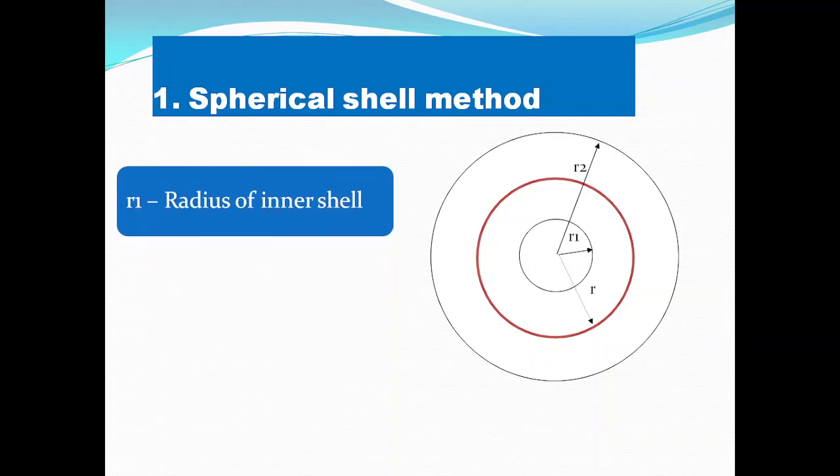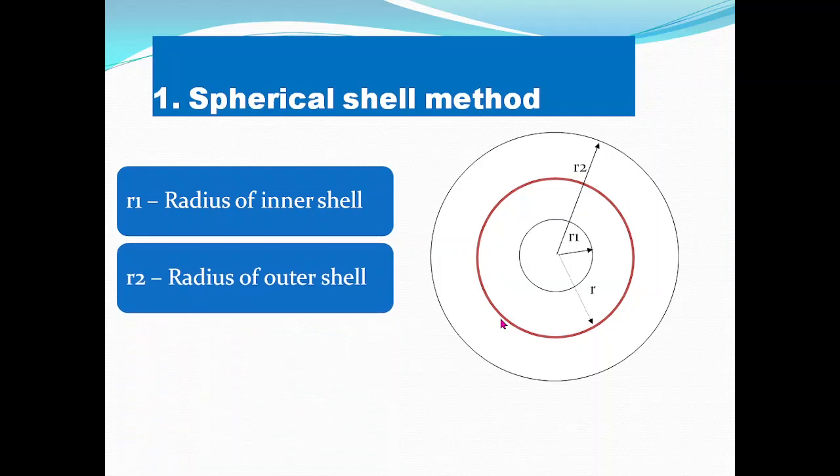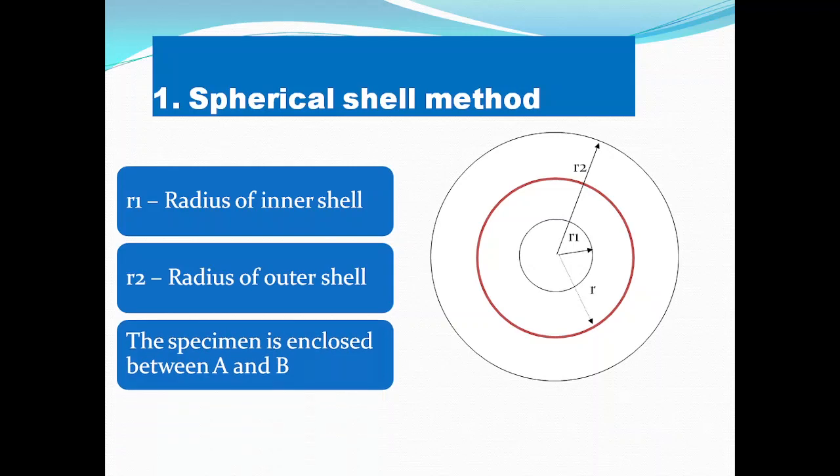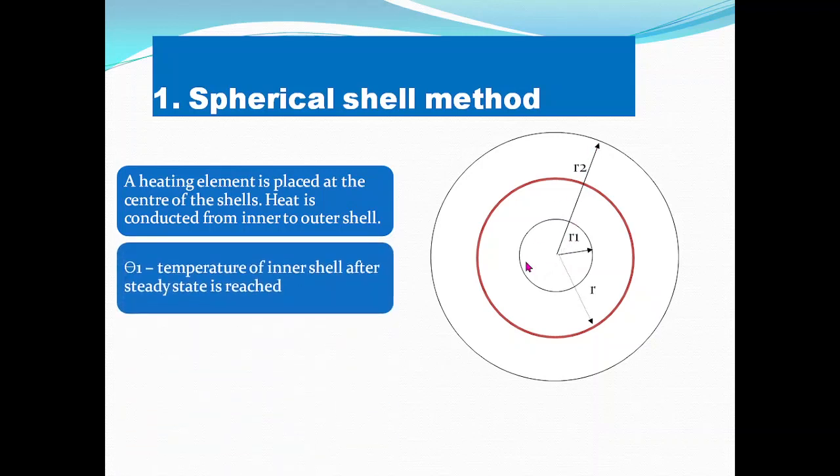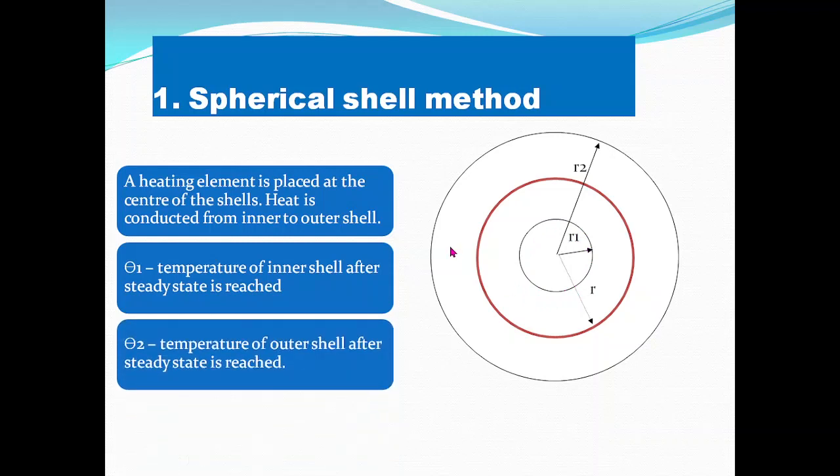R1 is the radius of this inner shell A. R2 is the radius of the outer shell. The specimen is enclosed between A and B, and heat is conducted from inner to outer shell. Theta 1 is the temperature of this inner shell, which has radius R1. Theta 2 is the temperature of this outer shell, which has radius R2.